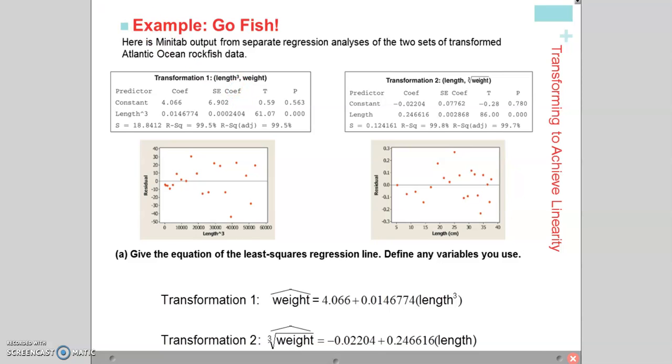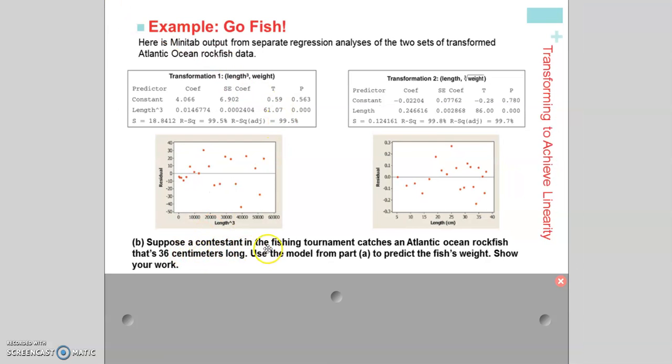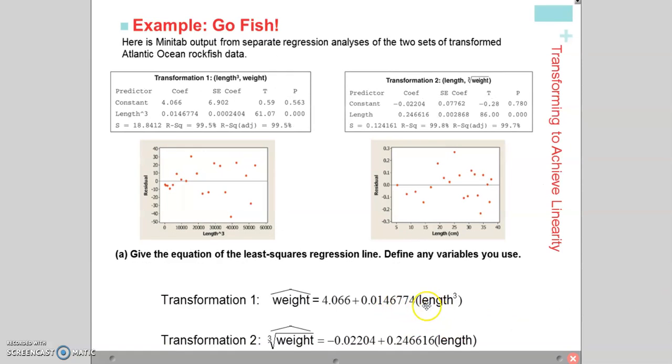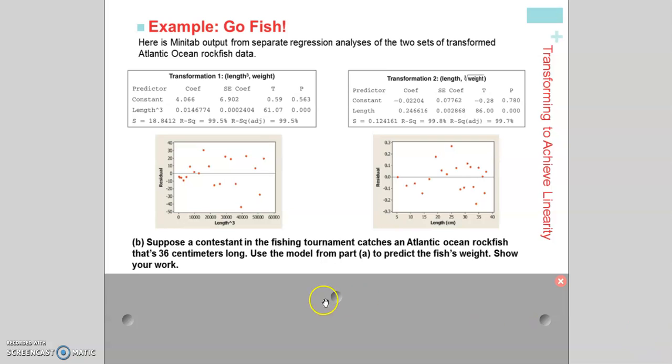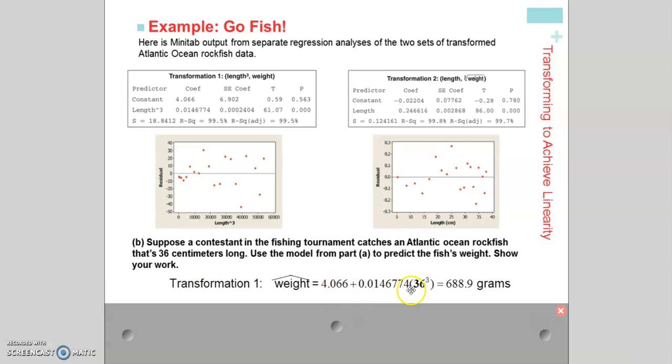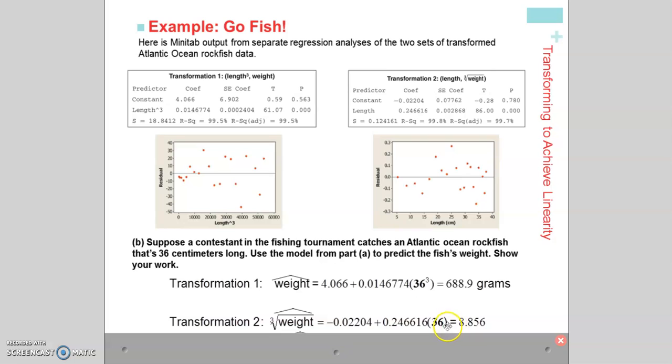All right. Then suppose that a contestant catches a fish that is 36 centimeters long. So let's use the two models to predict the fish's weight. All you have to do is plug a 36 in here for length and plug a 36 in here for length. And let's see what we get. So I plug in a 36 in there, I have to cube it, multiply, and add, and I get 688.9 grams. In transformation 2, I plug in a 36, I multiply it, I add that, I get 8.856.